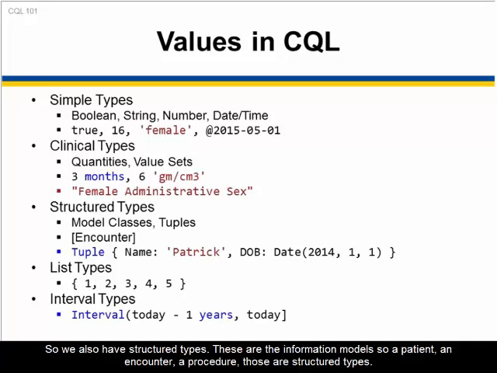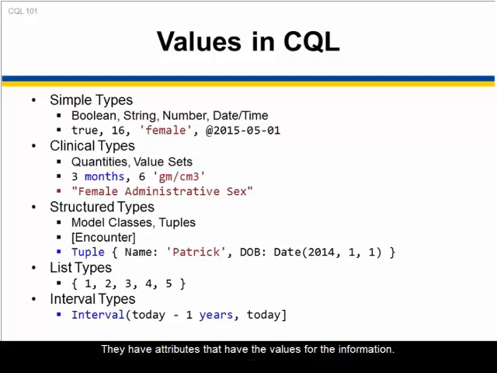We also have structured types. These are the information model. So a patient, an encounter, a procedure, those are structured types. They have attributes that have the values for the information. We also support lists and, importantly, intervals. So you can specify intervals backwards and forwards in time. You can specify intervals of integers. We have effectively full support for the interval type, which is important specifically in measures.